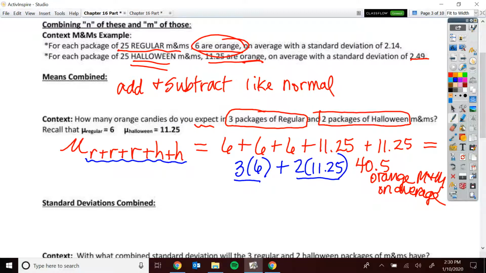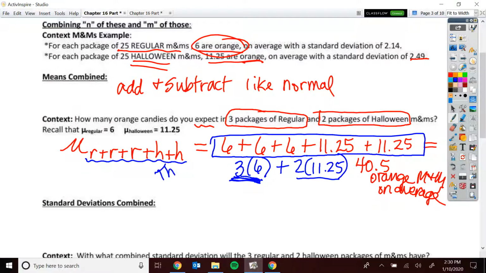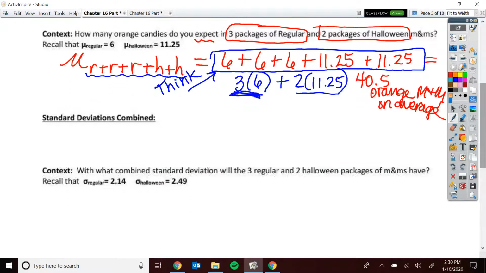I put out a thinking map of this stuff on my AP forum, and I got a lot of teachers saying, well, wait, you need to make sure that you tell them to think 6 plus 6 plus 6 plus 11.25 plus 11.25. So you definitely want to make sure that you are thinking that there are 3 of these and 2 of those. The reason that is important is for standard deviation. It's all good, but when standard deviation comes around, that's when it really matters. So we're just going to be consistent in our thinking.